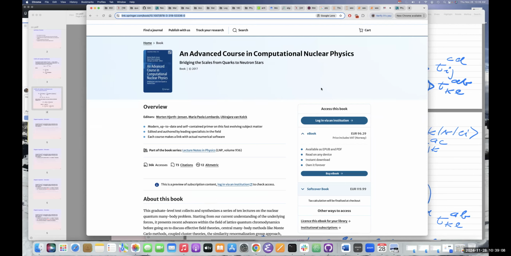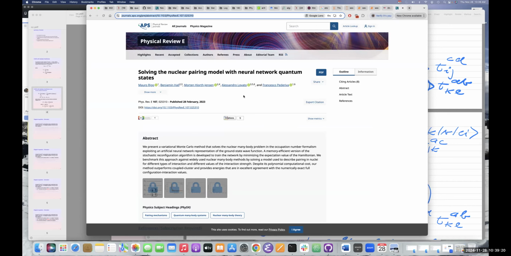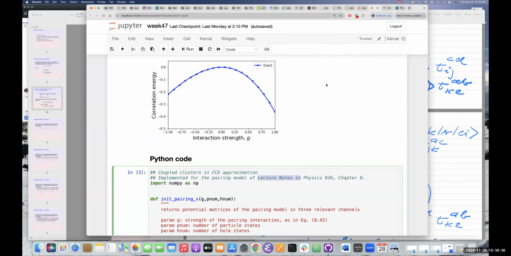If you then, in addition to this, want to add more entropy to your system, there is a possibility to solve the same problem using neural networks. This is a paper which we wrote one year ago, which contains an example of how you can solve the pairing model with neural network quantum states. So if you wish to expand your capability to solve the pairing problem, this is one possibility here.